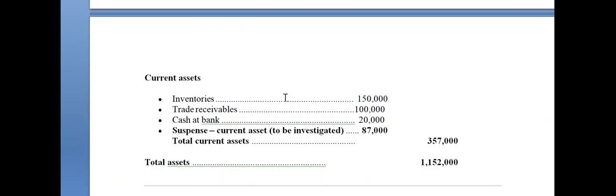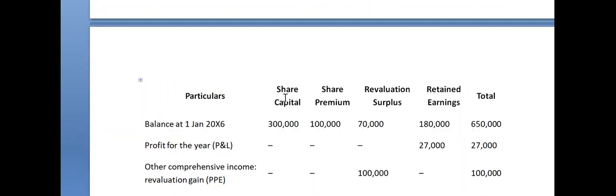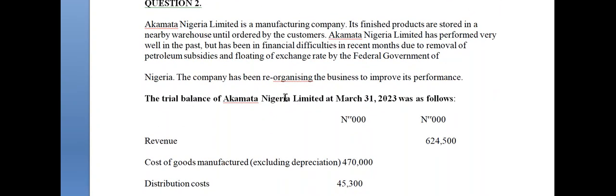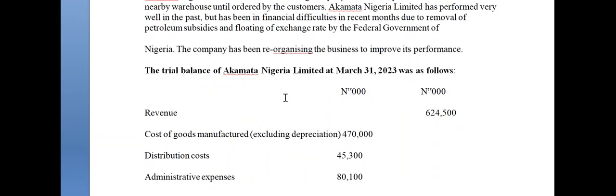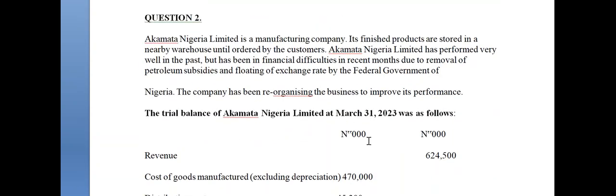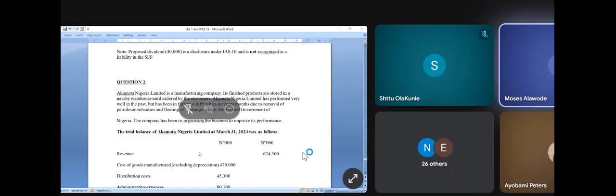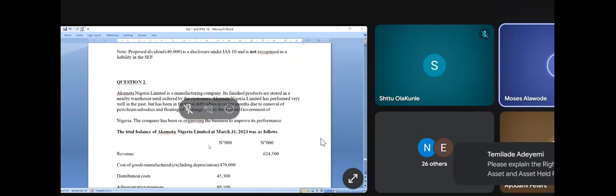So let's look at this question. It's an exact question that came, I think, 2023. I can't remember the diet, maybe May or November. Akamata Nigeria Limited is a manufacturing company. Can we see the question? Okay. Akamata Nigeria Limited is a manufacturing company.